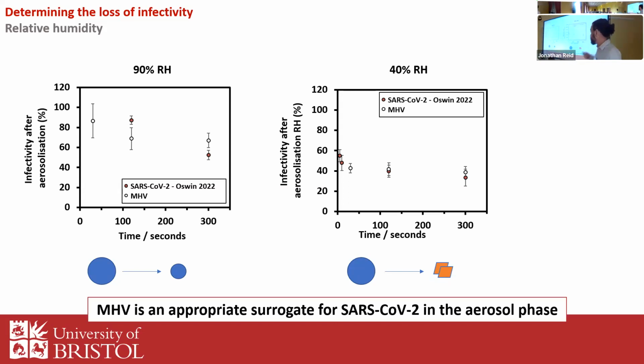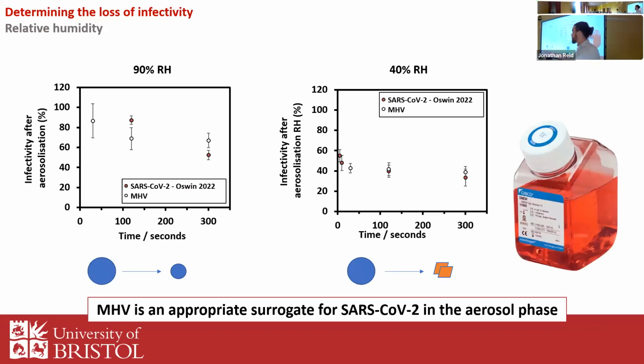So the MHV was an appropriate surrogate for SARS-CoV-2, this variant of SARS-CoV-2. And what I've shown you here, this was in DMEM. So this is the kind of growth media that we harvest the virus in. And it's a representation of respiratory fluid. It's not the whole picture.